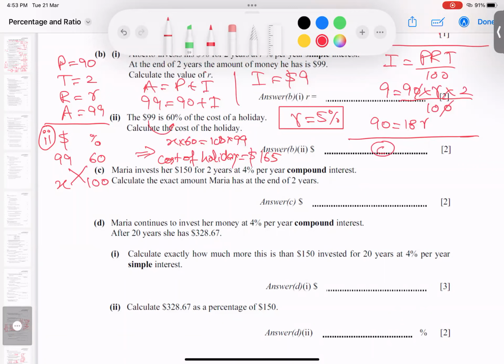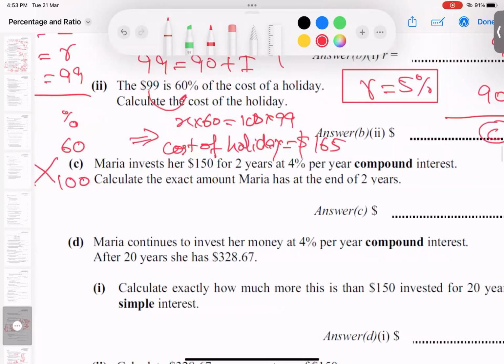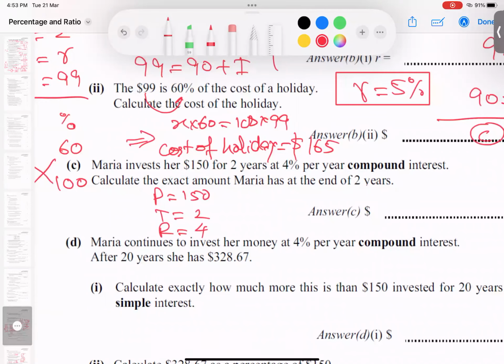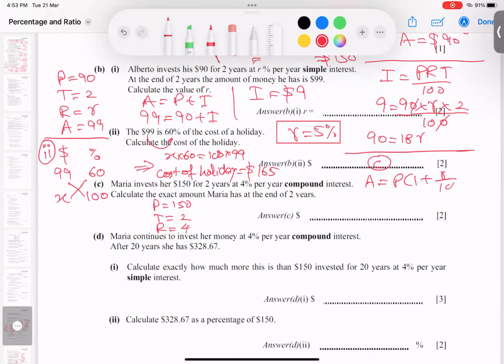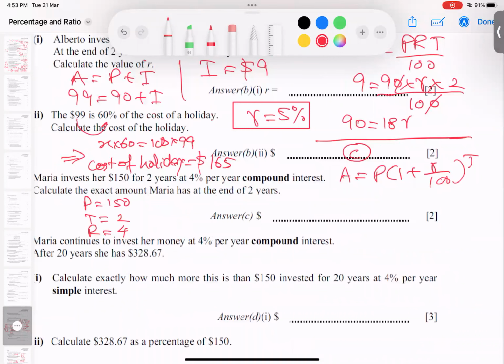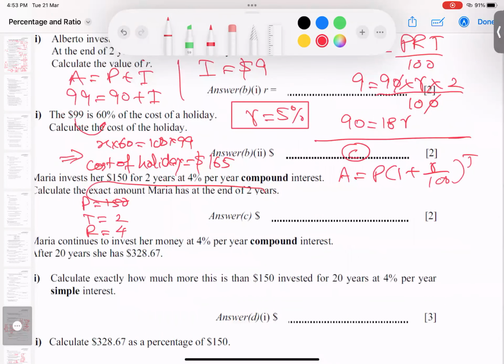Investment, how much, student? 150. So P is 150. Time is 2 years. 4% compound interest. So let's start. A equals P times (1 plus R over 100) to the power T. I'm going to plug in, and he is asking for the exact amount at the end of 2 years. He did not ask for the profit. No, he is asking for the net amount. So I think it's a piece of cake for us. Simple. I will plug in and I will get my answer.